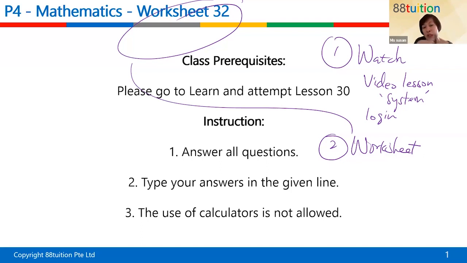So for P4, what I'm having here is this timing, 1 p.m. Then after this worksheet, you also log in and key into the system, key in your answer. This system will capture all your answers and mark them by itself. Meaning to say you get an instant response on how much you score. Can you understand? Okay, all right. Are you with me? Good, thank you. Three thumbs up. Very good.